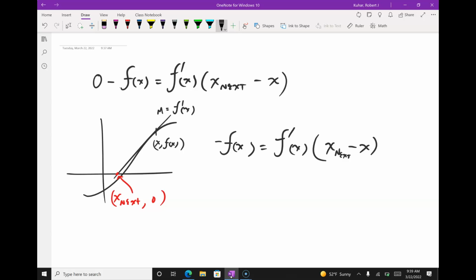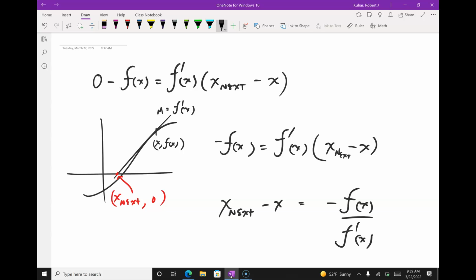Nice, divide by f prime, right? So I got x next minus x equals negative f of x over f prime of x. You can already see one of the issues when Newton's method won't work. What's the issue when Newton's method won't work that you see right now on the right-hand side?